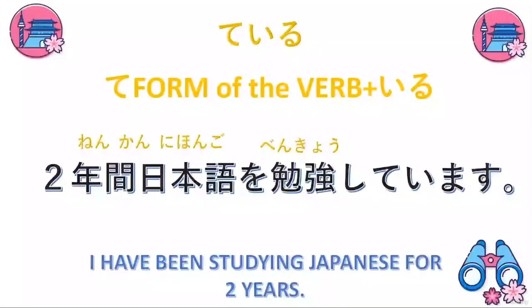Okay, and now if I want to say that I have been doing something for a period of time, this would be a very good example. 2年間日本語を勉強しています. 2年, 2 years, 間, period of time. So for period of 2 years, 日本語, Japanese language, 勉強, study. So 勉強する would change into 勉強している. So 勉強しています, have been studying. So I have been studying Japanese for 2 years. 2年間.